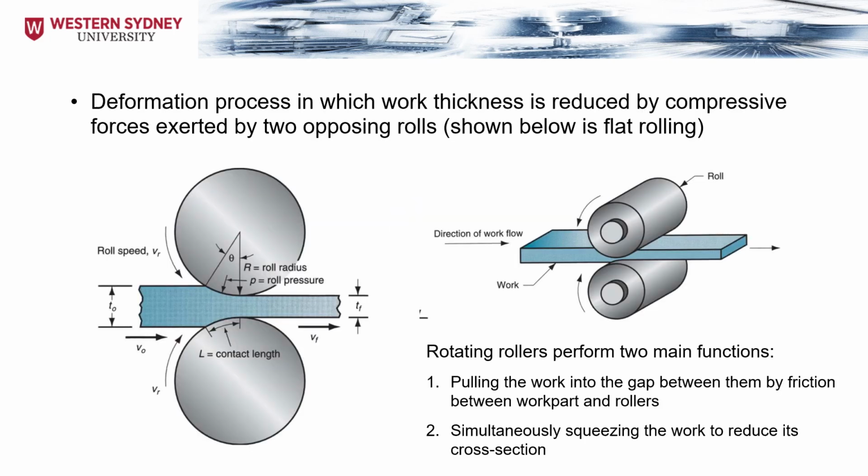Now, the final, actually not the final, we still have the wire drawing. The other operation of the bulk deformation processes is known as rolling. Rolling is forcing the part, which usually has a flat shape, to be rolled between two rollers that are going to deform the shape to have a lower thickness section.